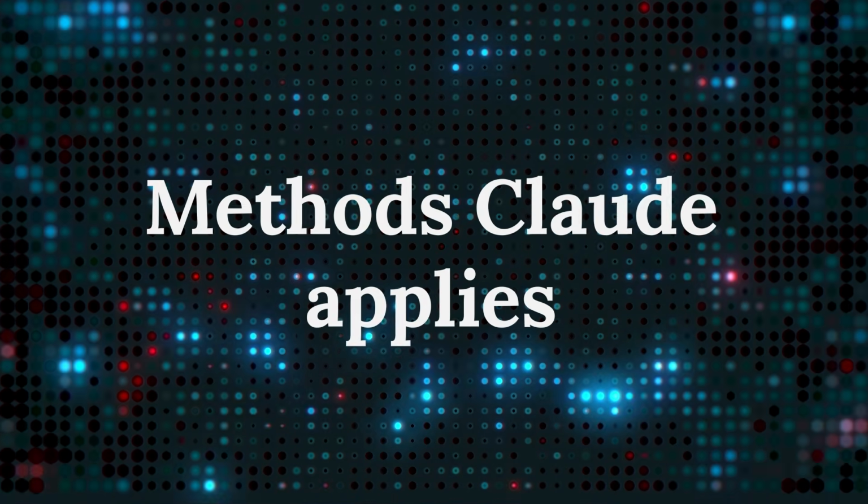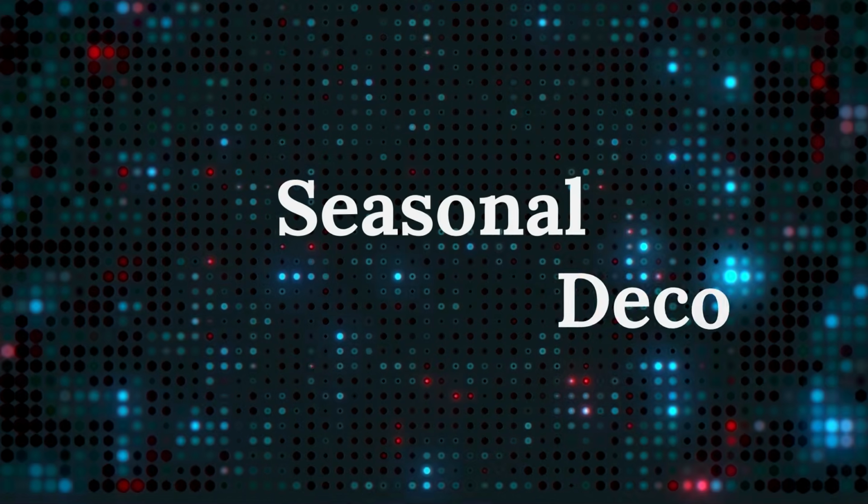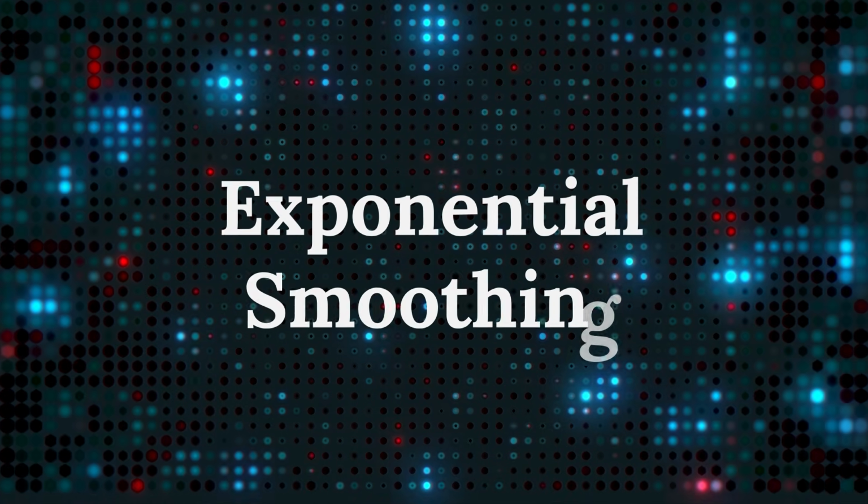Methods Claude applies. Linear regression for line items with steady growth. If your revenue has been growing consistently at 8% per year, linear regression captures that trend and projects it forward. Seasonal decomposition for line items with cyclical patterns. If your revenue spikes every Q4 because of holiday sales, seasonal decomposition captures that pattern and applies it to the forecast. Exponential smoothing for volatile items where recent data matters more than old data.